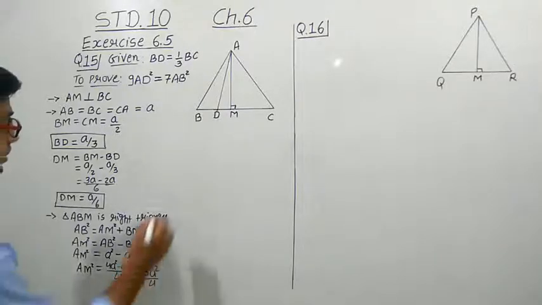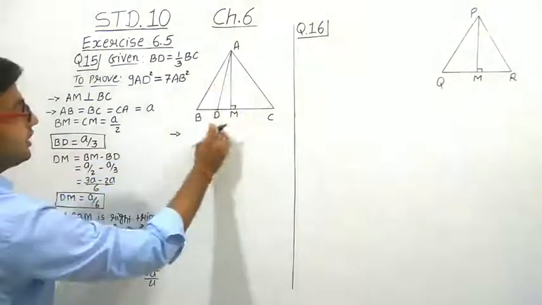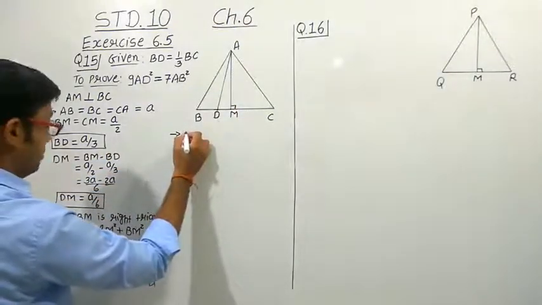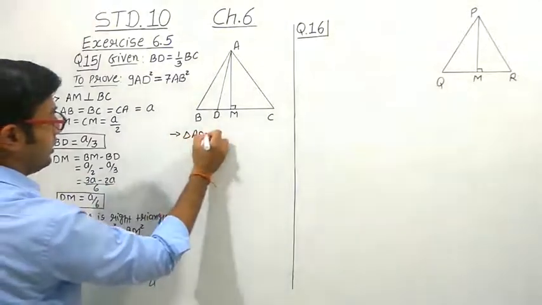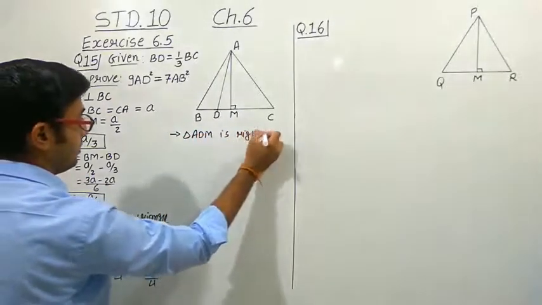Now see, second triangle we can consider, ADM. So triangle ADM is a right triangle.